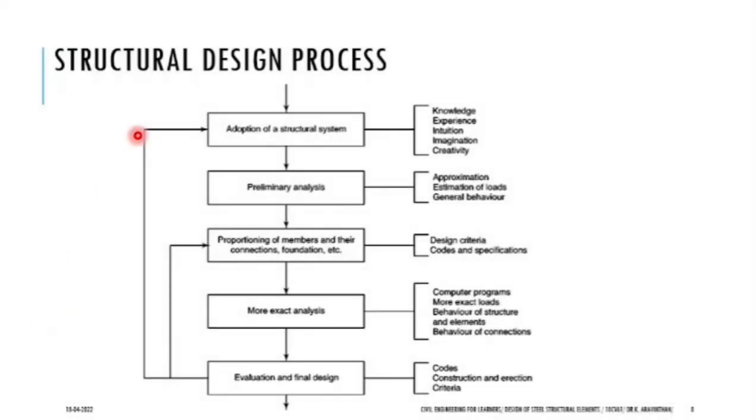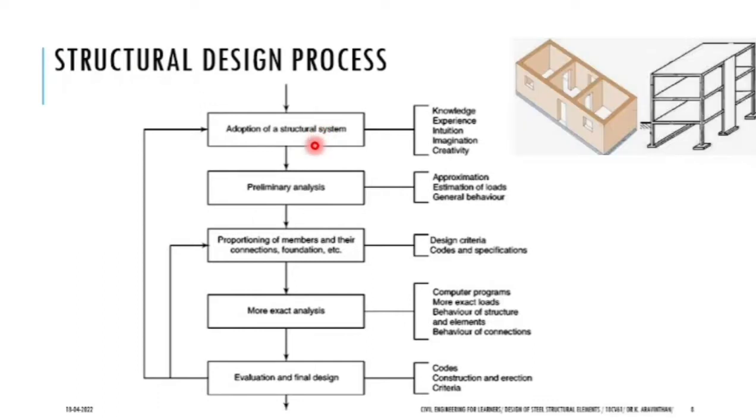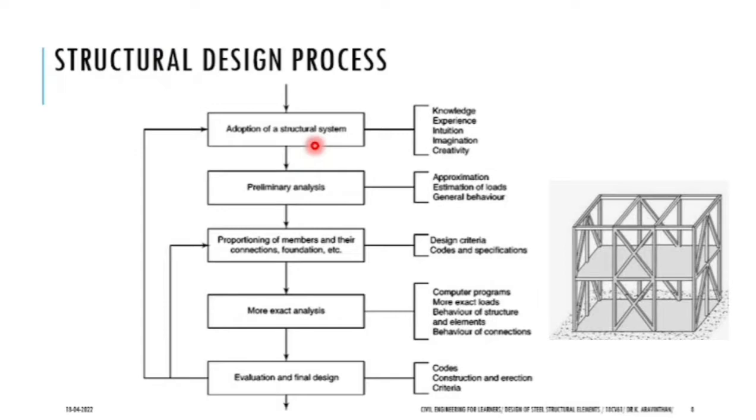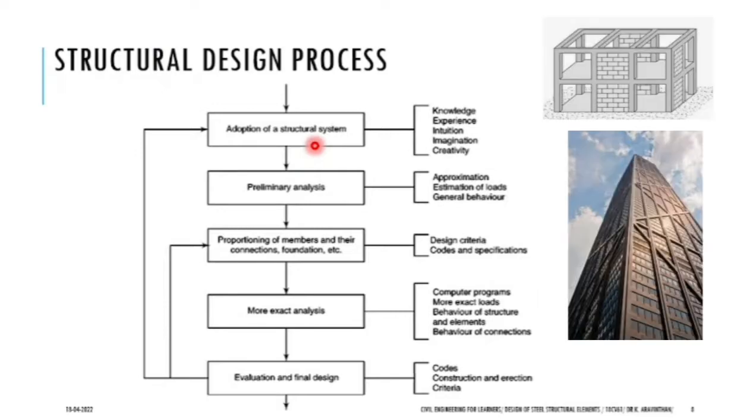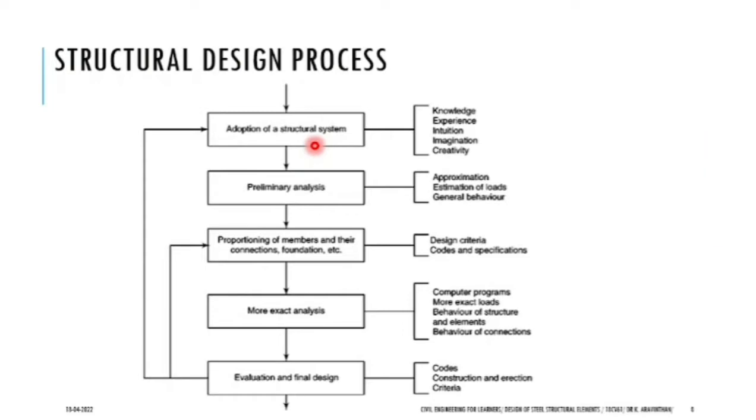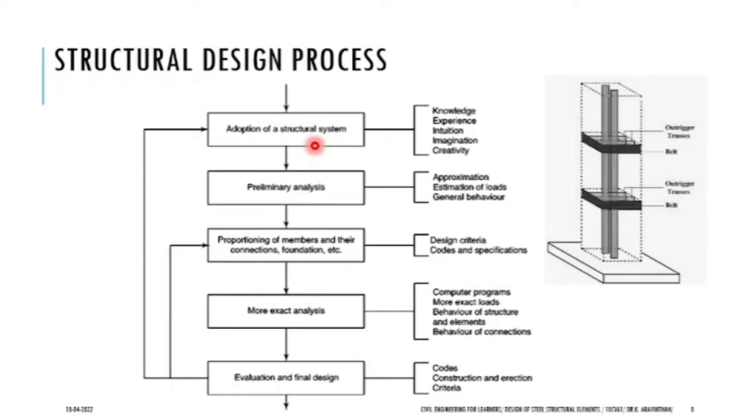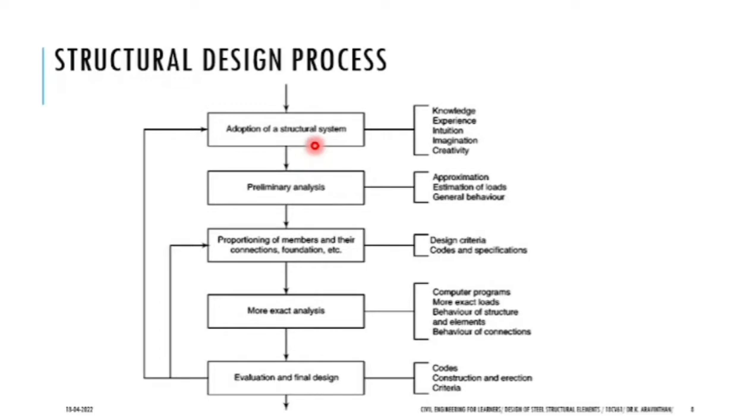In this class we will be looking into the structural design process, starting with the adoption of a structural system. The term structural system is the key word here. Your system might be a load bearing structure, framed structure, braced frame, walls with the frame, tubular structure, or outriggers. These are the different structural systems which you will be going through in advanced structural design. So structural system is a key point.